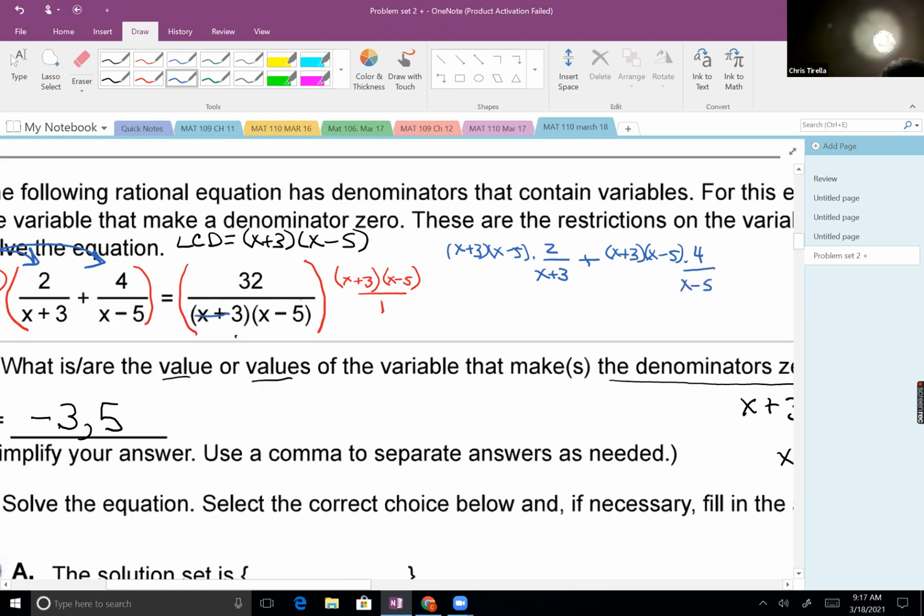And then on the other side, both factors would cancel, and all I'd have left is 32. To simplify what's on the left, the x plus 3's would cancel, and I have 2 times x minus 5. With the second product, the x minus 5's would cancel, and I have 4 times x plus 3, and that's supposed to equal 32.